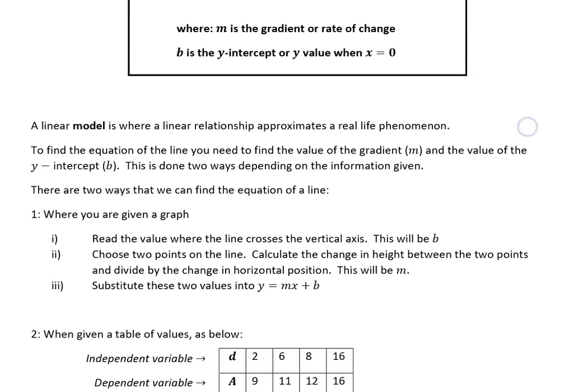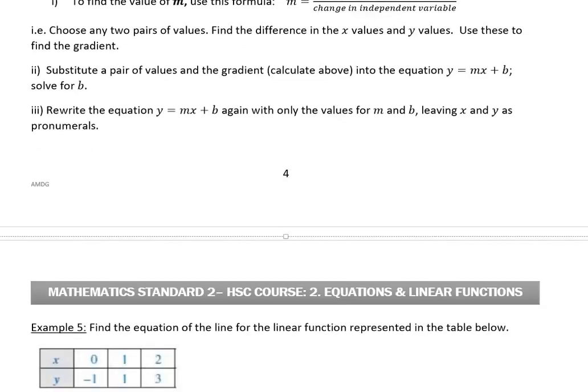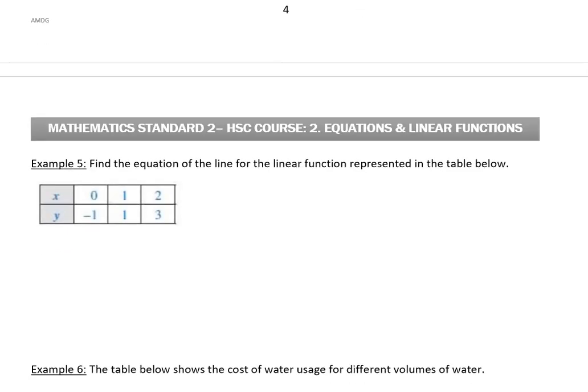Now, we are going to look at a table of values and calculate the gradient and the y-intercept so that we can write the equation of this function. We find the gradient by finding a pair of coordinates, finding the difference in the dependent variable, the difference in the y, divided by the difference in the independent variable, the difference in the x. We're going to jump straight into an example here, and the two pairs that I'm going to use are going to be this pair and this pair.